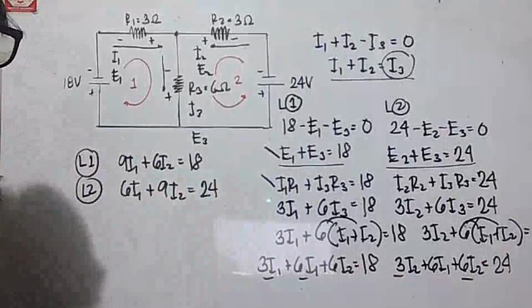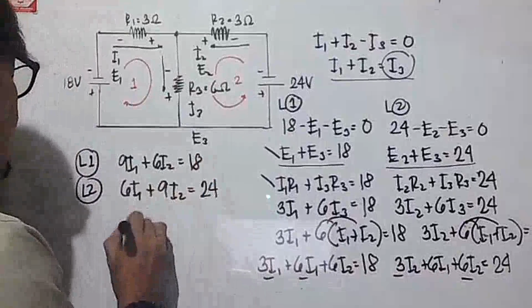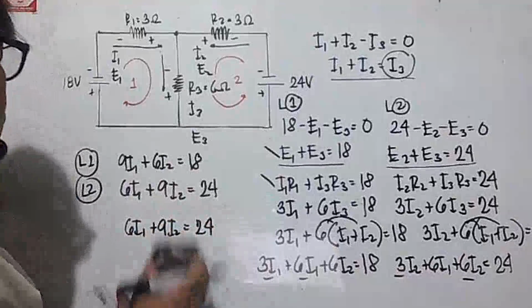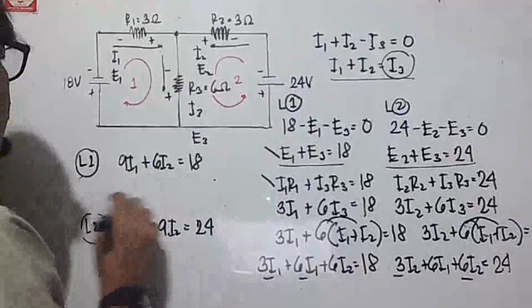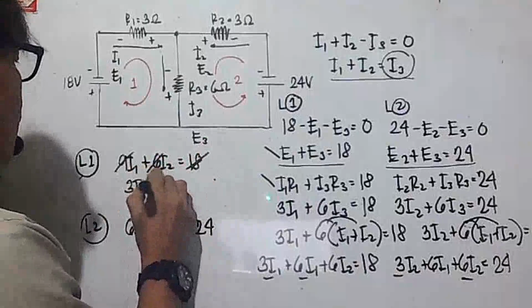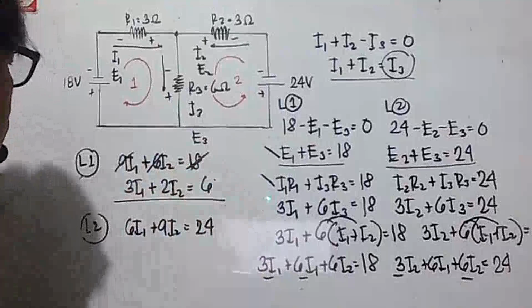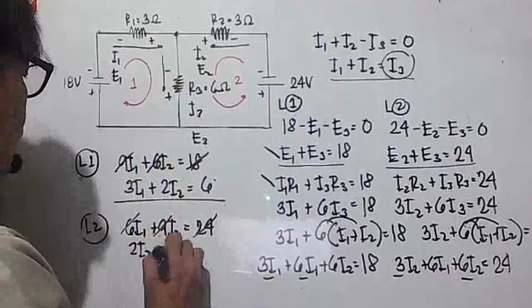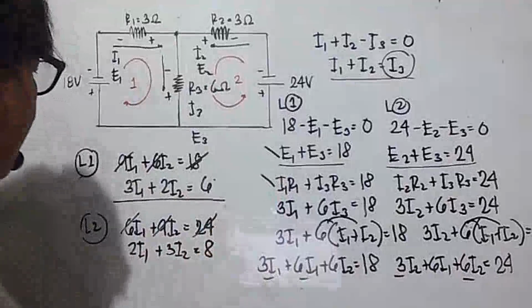Okay, now in lowest term natin sila. So it is 6I1 plus 9I2 is equal to 24. So I think we could cancel out a factor para maging bumaba siya ng value. Okay, so 3 is common. We cancel 3. So we have 3I1 plus 2I2 is equal to 6. Okay, so that's the equation from loop 1. And here we could still cancel 3. Okay, so we have 2I1 plus 3I2 is equal to 8.